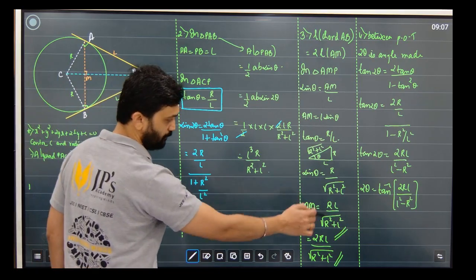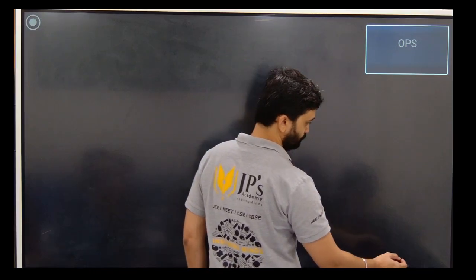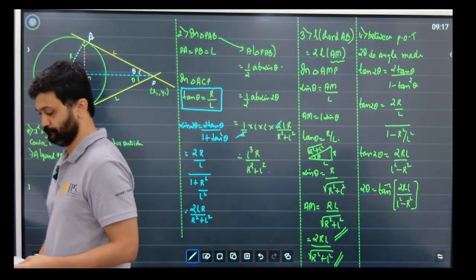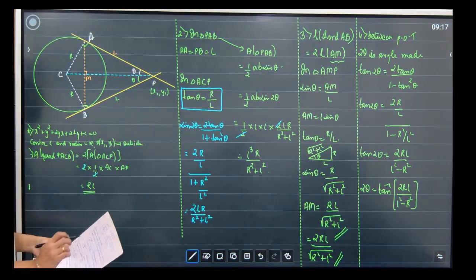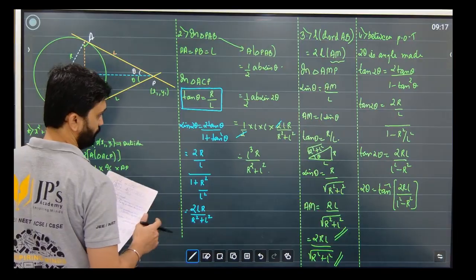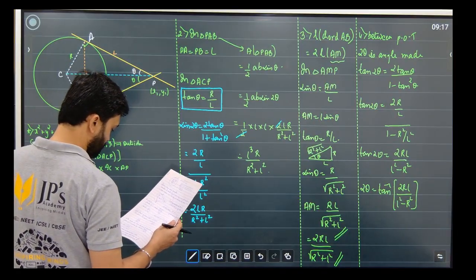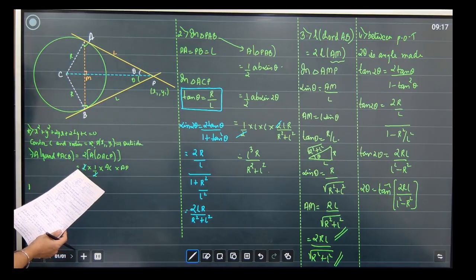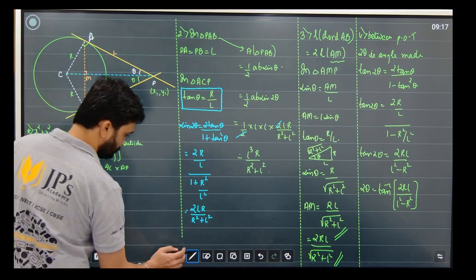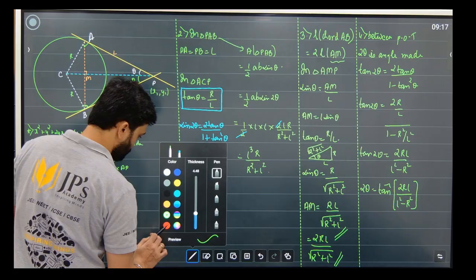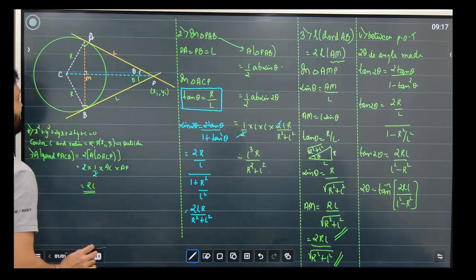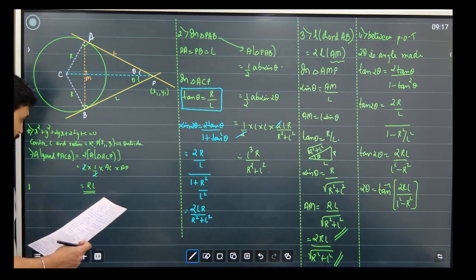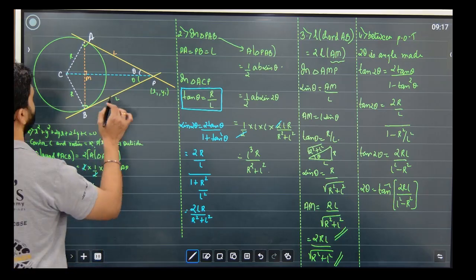Okay, write down up to here first. Write down the last point. Equation of circle circumscribing triangle PAB.